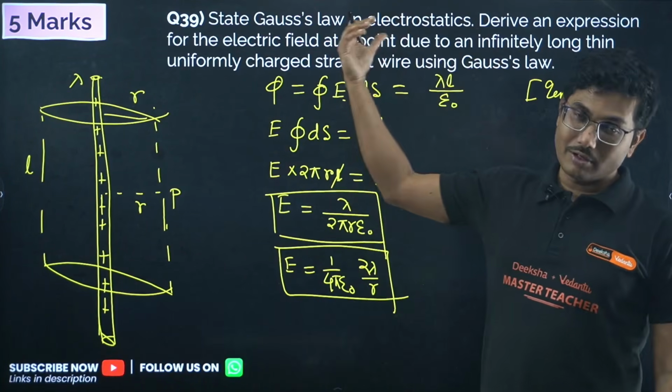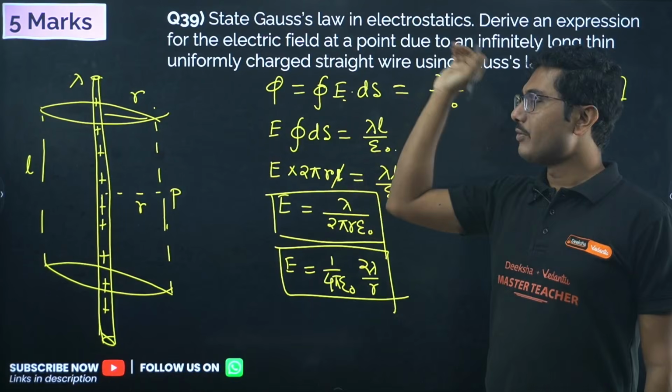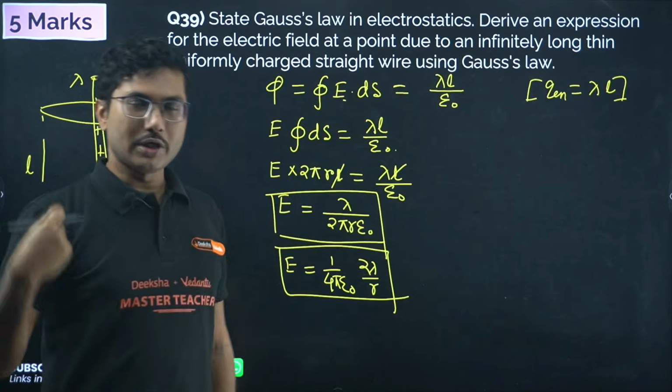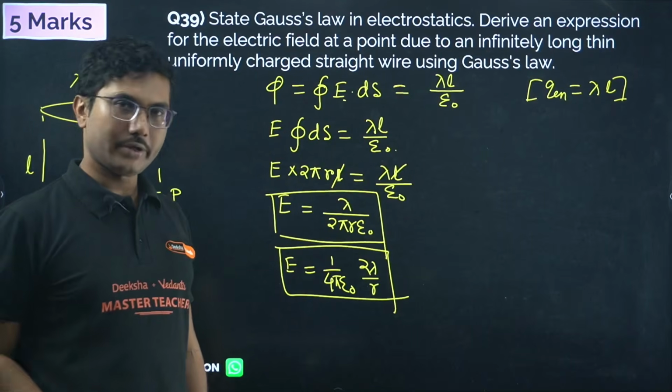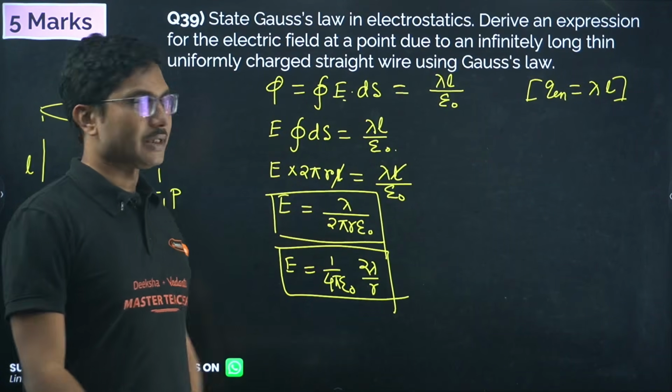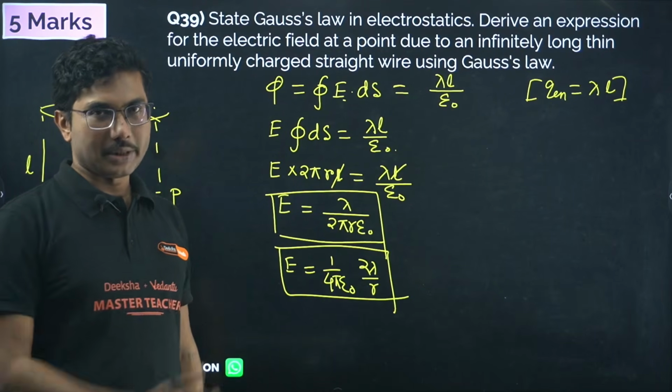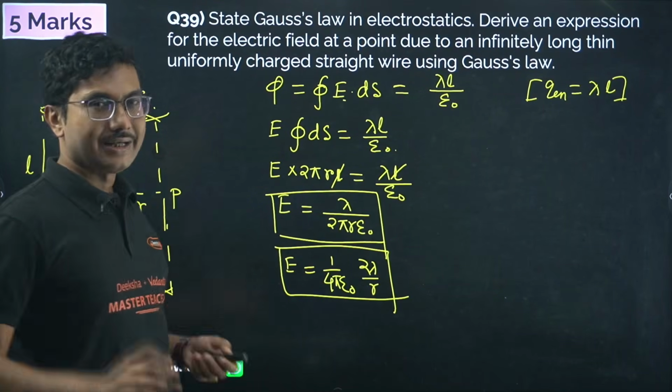There will be Gauss's law, for that 2 marks will be there. For this derivation you have to explain the diagram and explain the steps. Without explanation you will not get full marks. So for 5 out of 5 you have to explain the diagram. You can check my 5 marker derivation, there I have explained everything in detail.